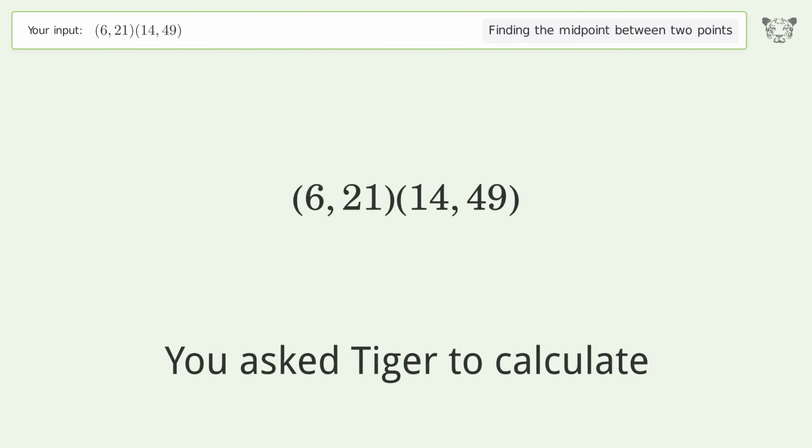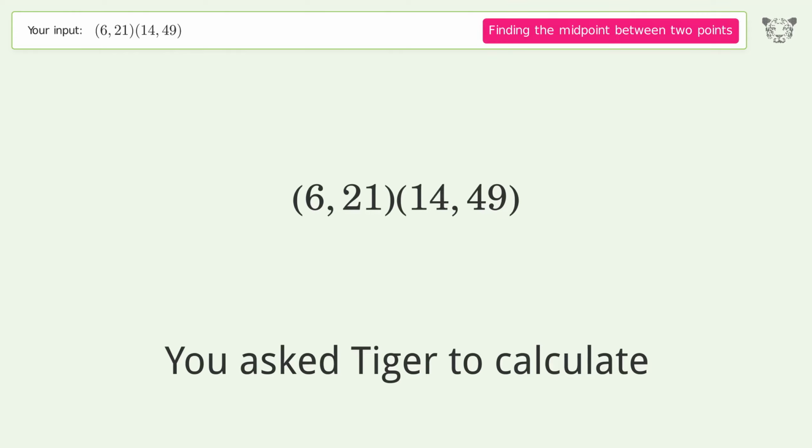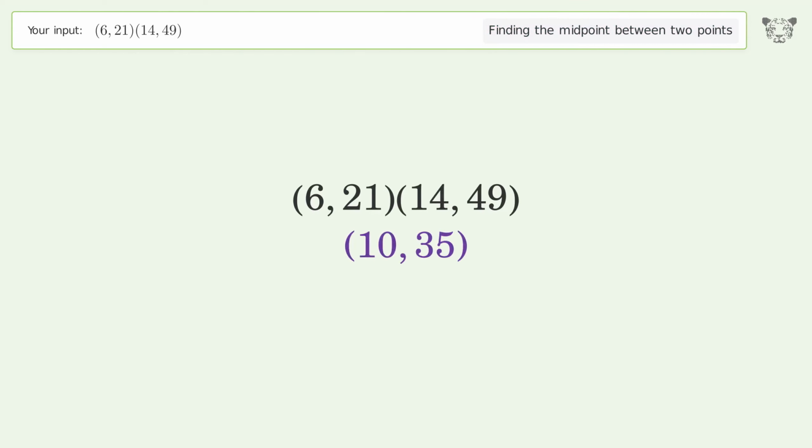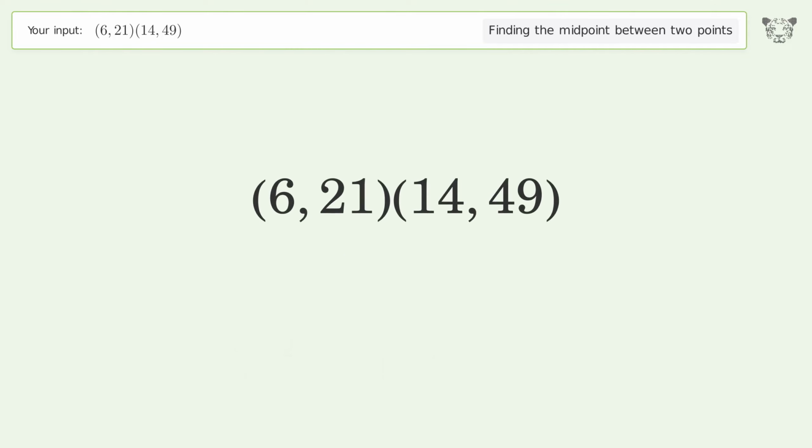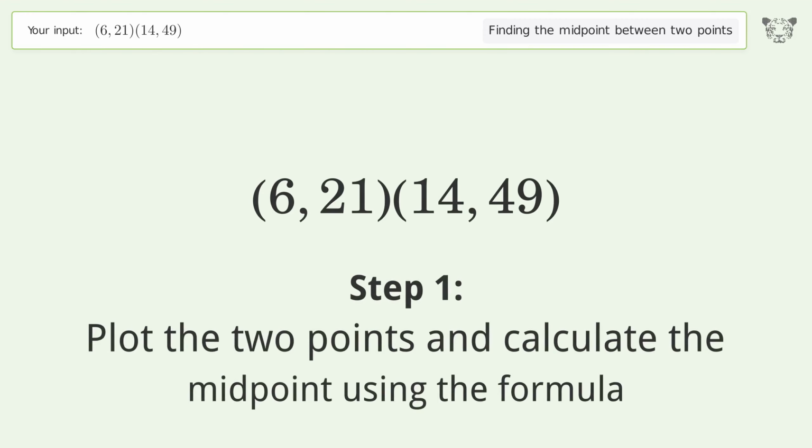You ask Tiger to calculate. This deals with finding the midpoint between 2 points. The midpoint between the 2 points is 10,35. Let's solve it step by step. Plot the 2 points and calculate the midpoint using the formula.